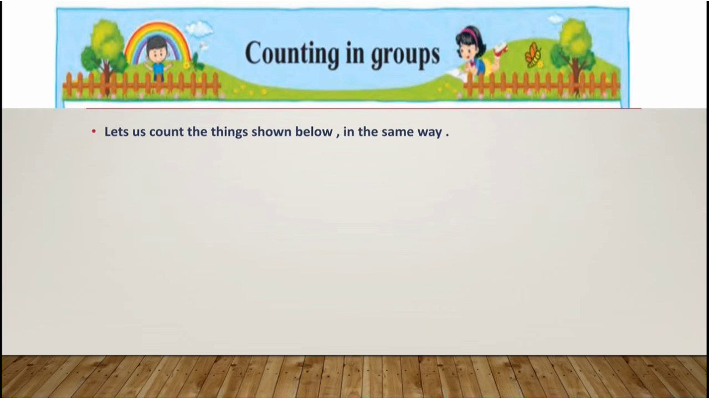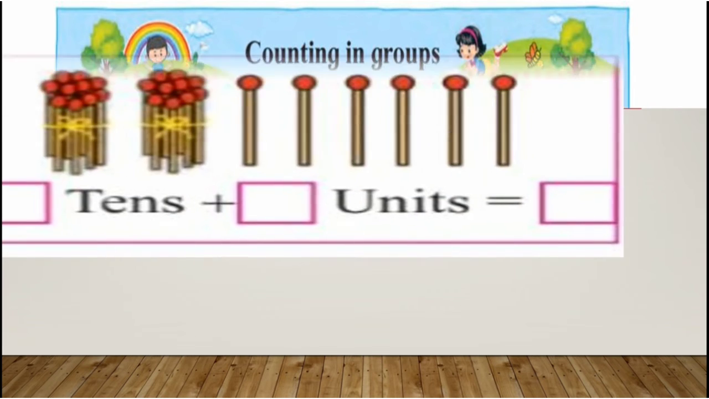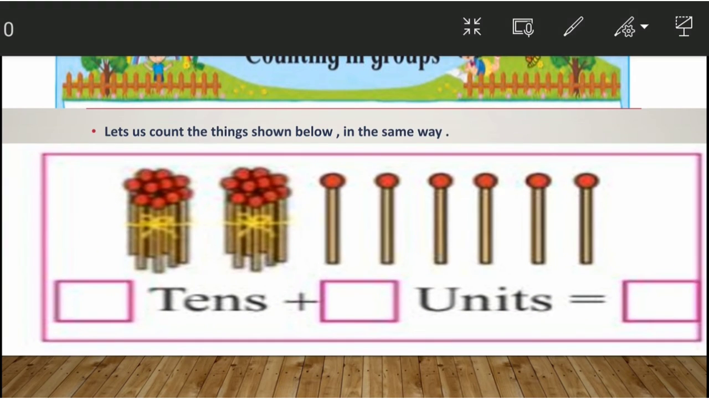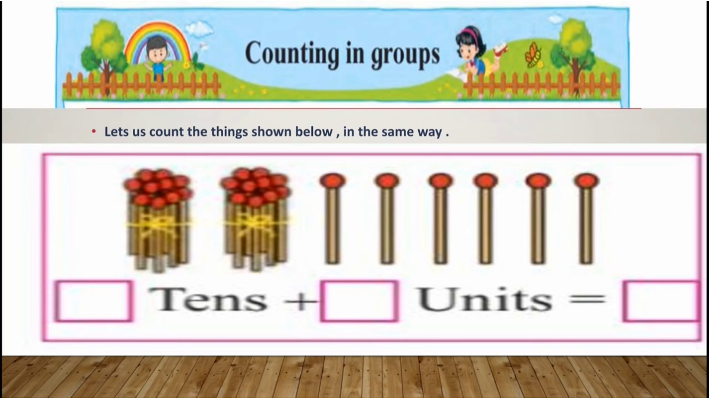Next, what is given? Let us count the things shown below in the same way. Now let's see, students, what is given here. 2 tens are given here: 1 ten, 2 tens, 2 groups of tens. And how many singles are there? 1, 2, 3, 4, 5, 6 singles are here.